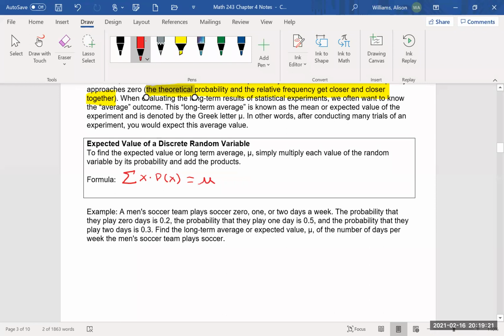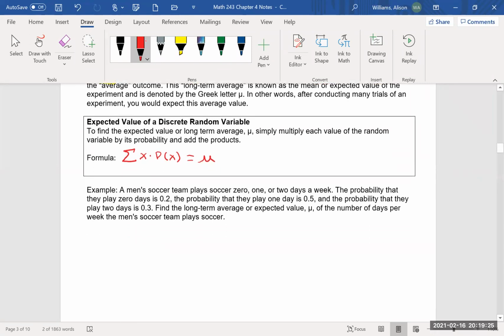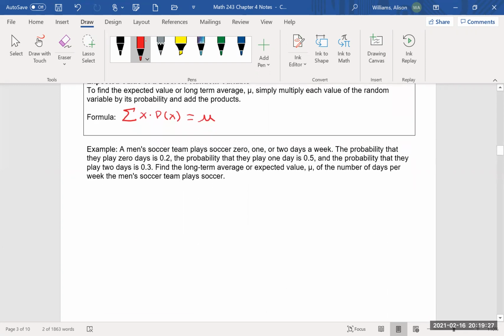A men's soccer team plays soccer either 0, 1, or 2 days a week. The probability that they play 0 days a week is 20%. The probability of 1 day is 50%. And the probability of 2 days is 30%. So it looks like 1 day is the most likely. Find the long-term average, or the expected value, of the number of days per week for the soccer team.